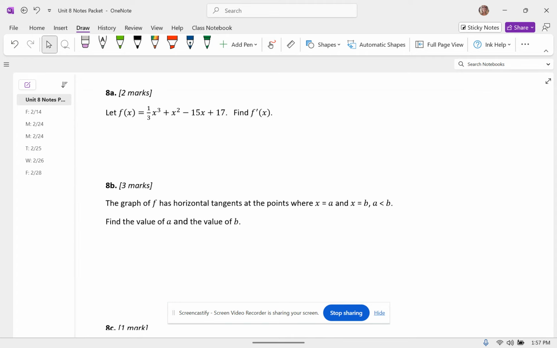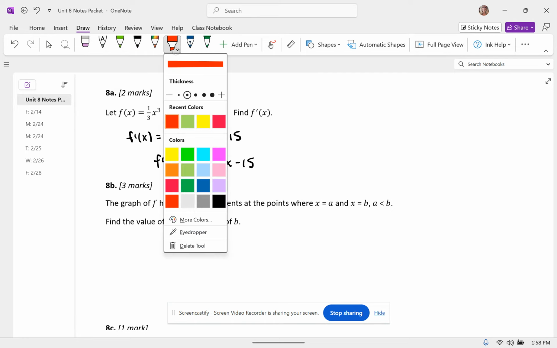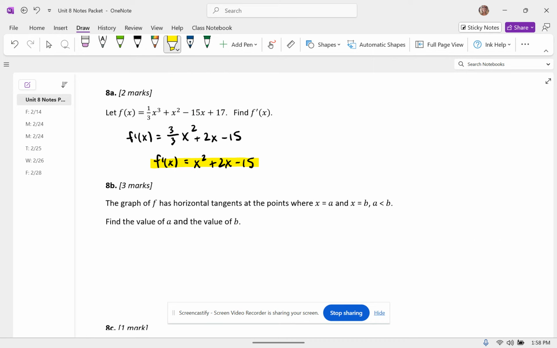Okay. 8a, it says let f of x equal 1/3 x cubed plus x squared minus 15x plus 17. Find f prime of x. What do you think you should do? Find the first derivative. Go ahead. Yeah, that was easy. All right, 2 marks already.